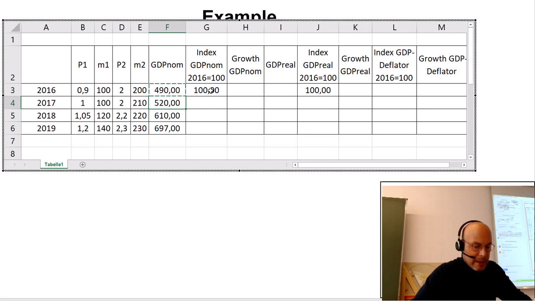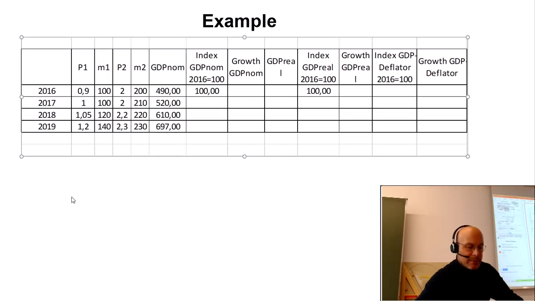And then how do I calculate the nominal index? So what I'm doing is just setting 490 equal to 100. If nominal GDP has then increased from 490 to 520, how much has the index increased? What do I have to calculate then? Well, this means 520 to 490 is the number I want to know relative to 100. Let's write it down here.